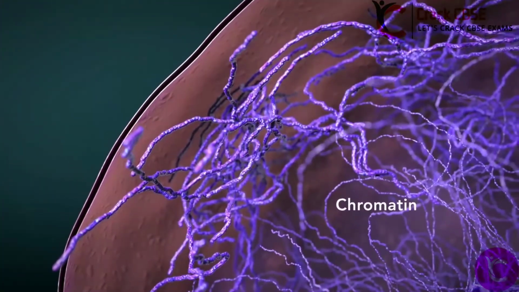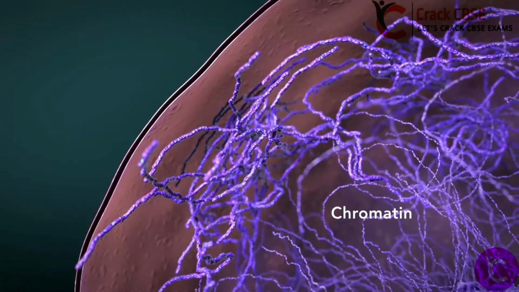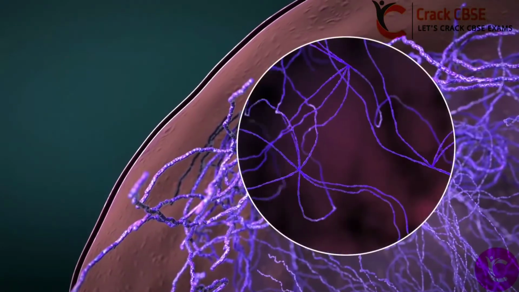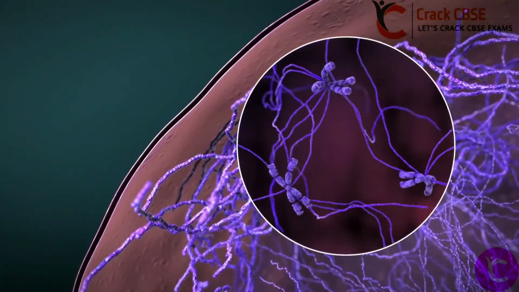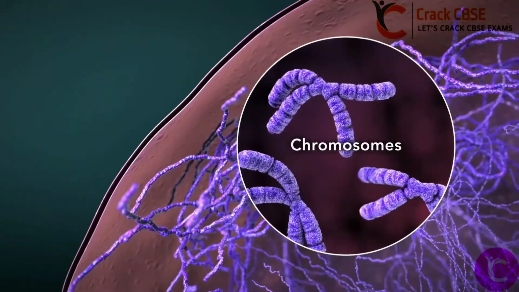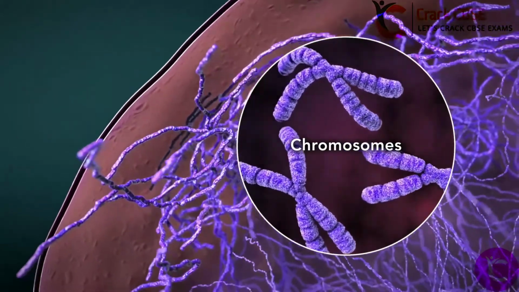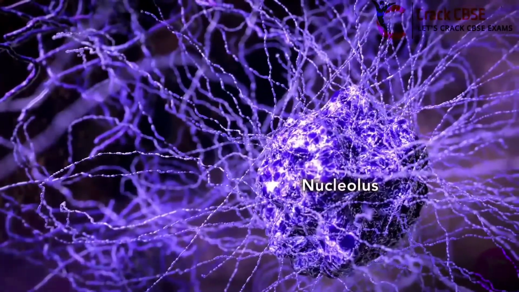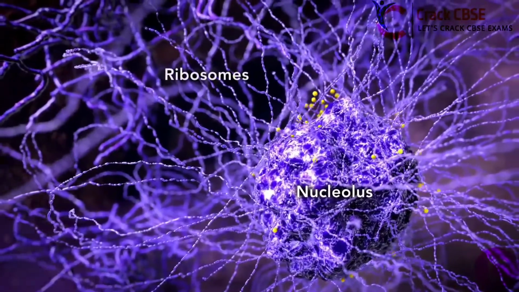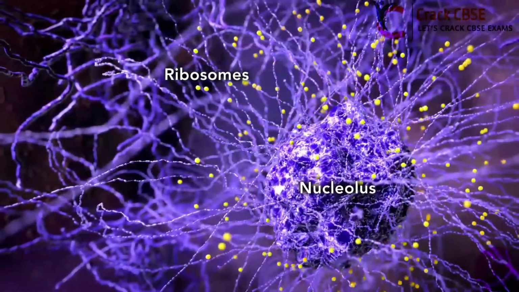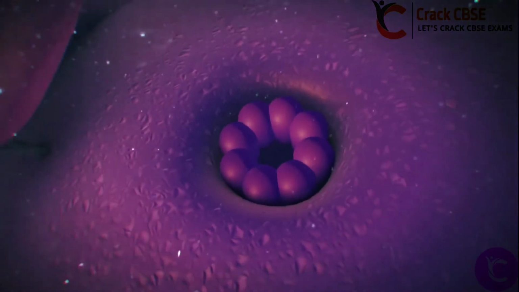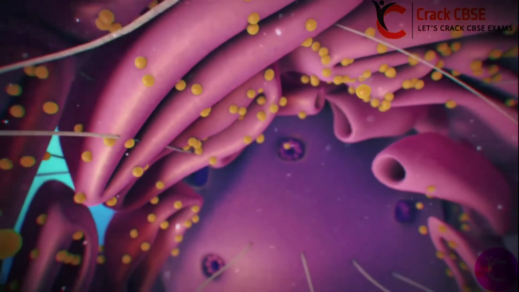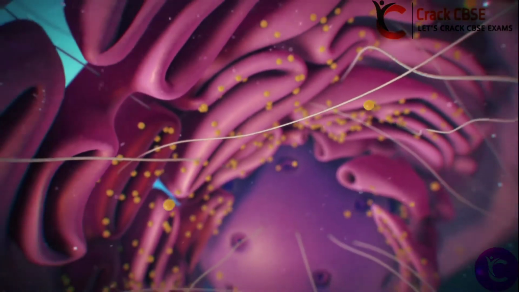Chromatin is the tangled, spread-out form of DNA found inside the nuclear membrane. When a cell is ready to divide, DNA condenses into structures known as chromosomes. The nucleus also contains a nucleolus, which is a structure where ribosomes are made. After ribosomes leave the nucleus, they will have the important job of synthesizing, or making, proteins.